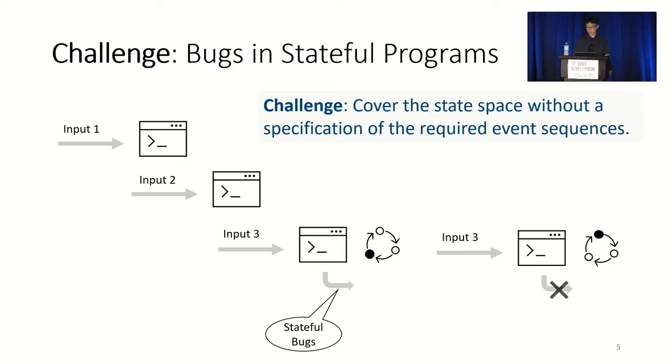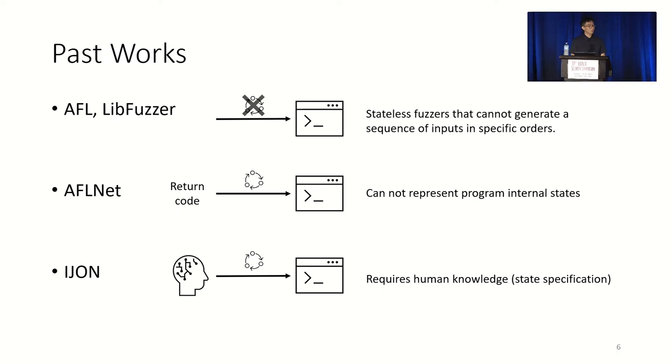The prior works cannot solve this problem. AFL and libFuzzer are conventional fuzzers, but they are stateless and cannot generate sequences of inputs in specific orders. AFLNet tried to use the return code as the state, but the return code is a special field in the protocol and cannot represent the program's internal states. Another approach requires human knowledge, which is the state specification. All of them have limitations and cannot solve this challenge.